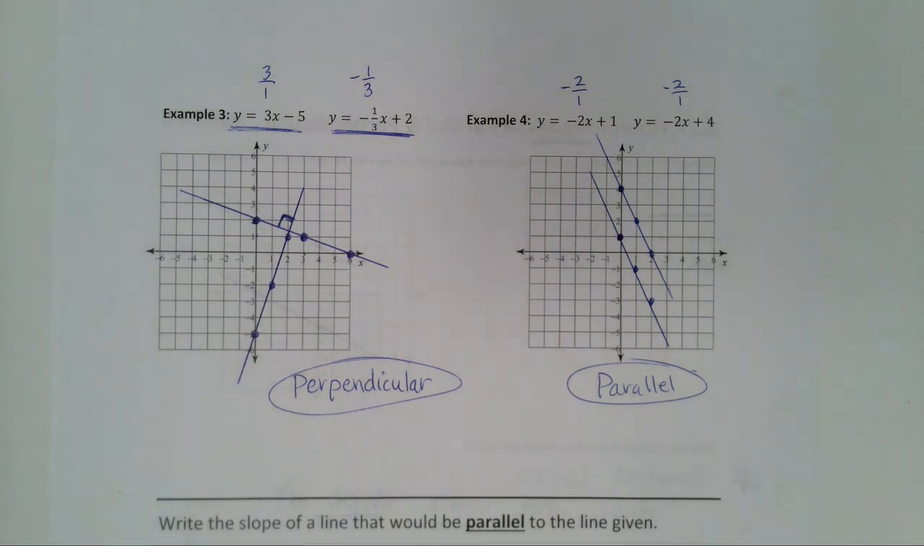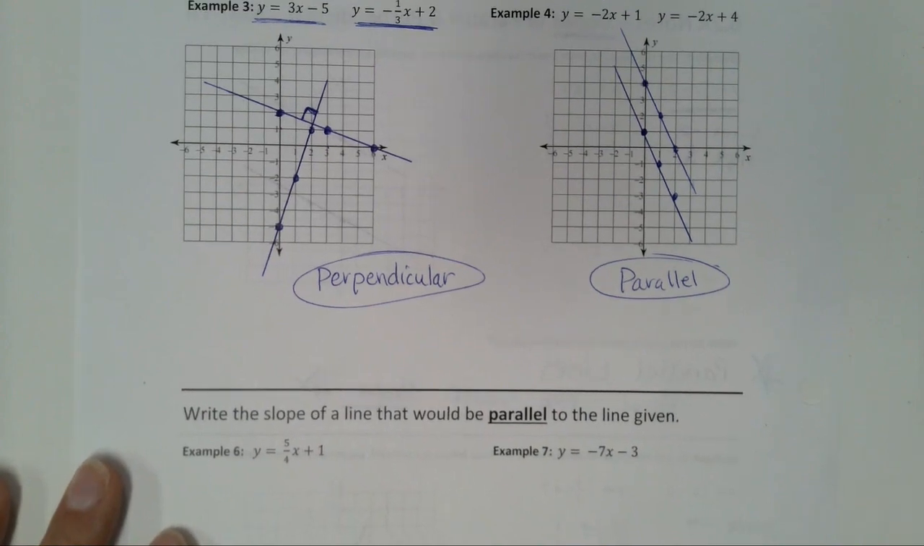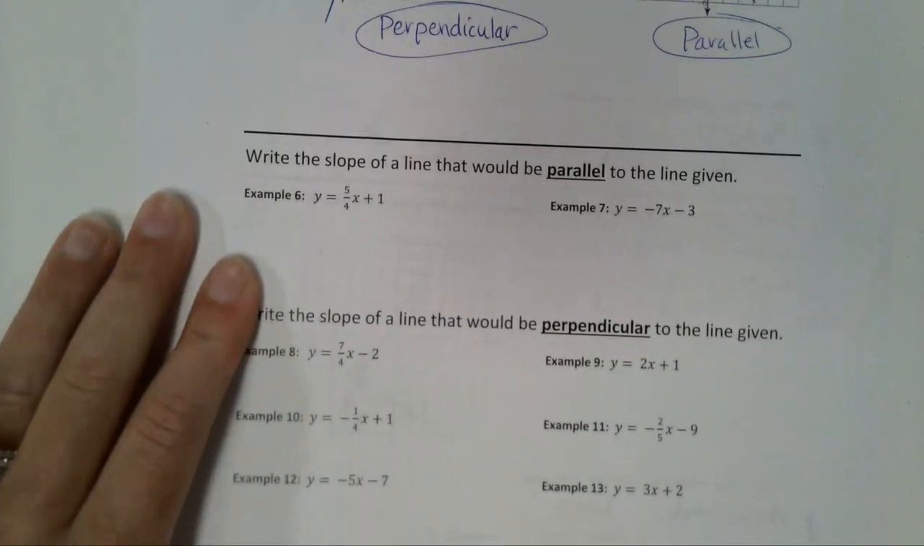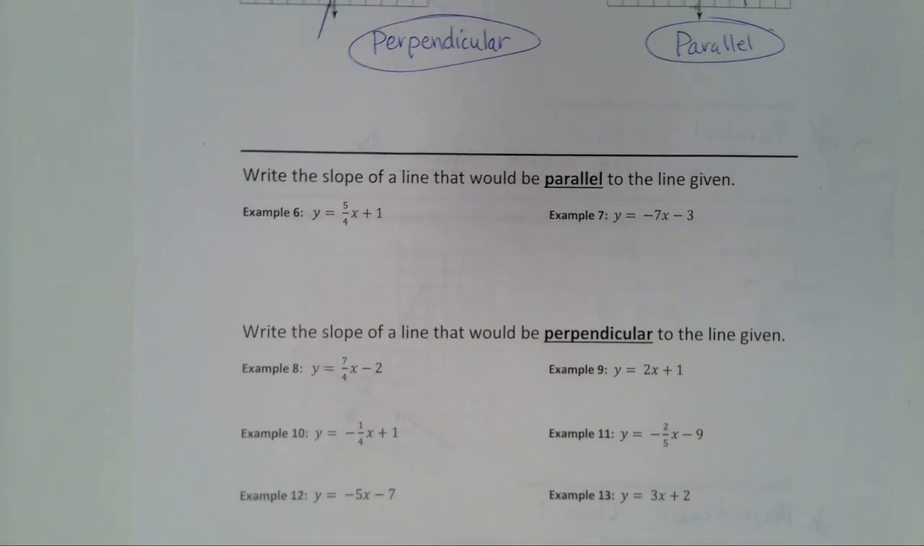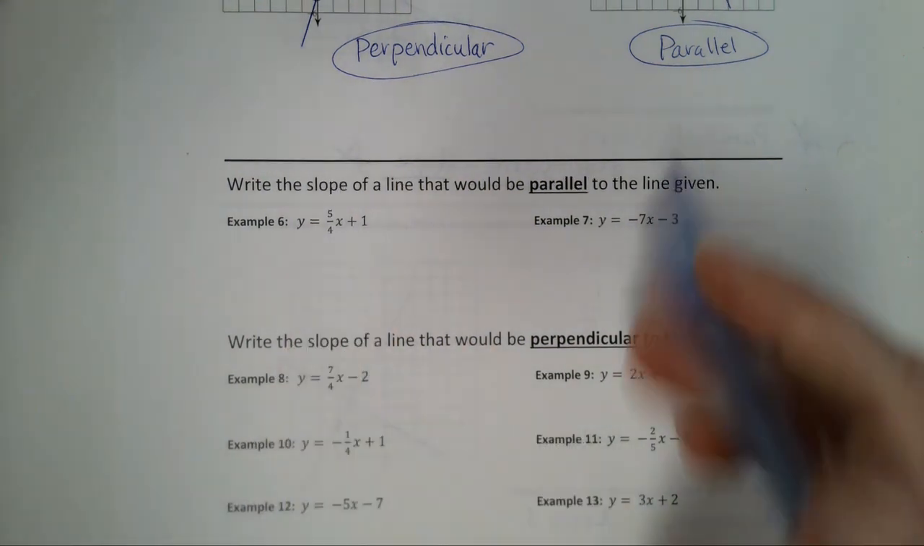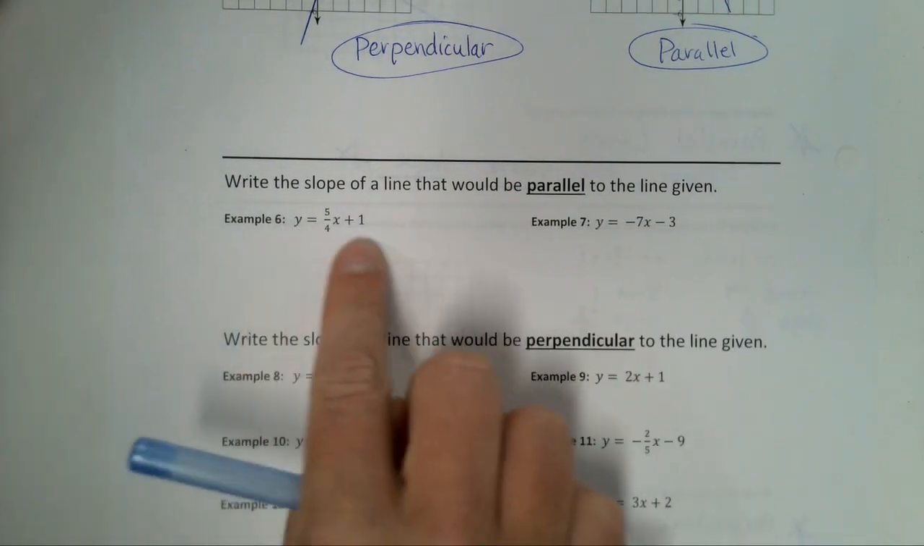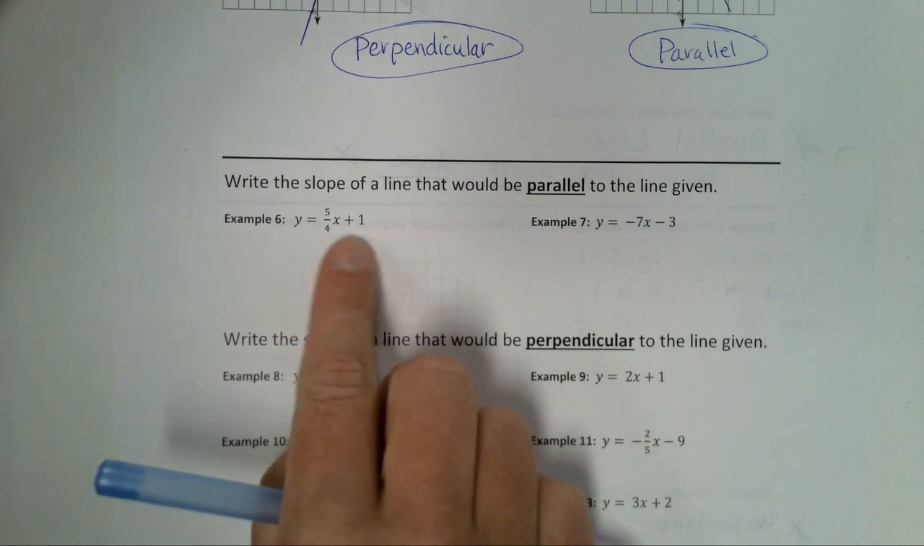All right. So that's just some that you can see with the graph. Technically, we don't even need to graph this stuff to be able to determine if they're parallel or perpendicular. Okay? For example 6 and 7, all I want you to do is to tell me the slope of a line that would be parallel to the given line. So if I'm talking about parallel, we're looking for same slope. So if this is my line, what would be parallel to this one? A slope of what?